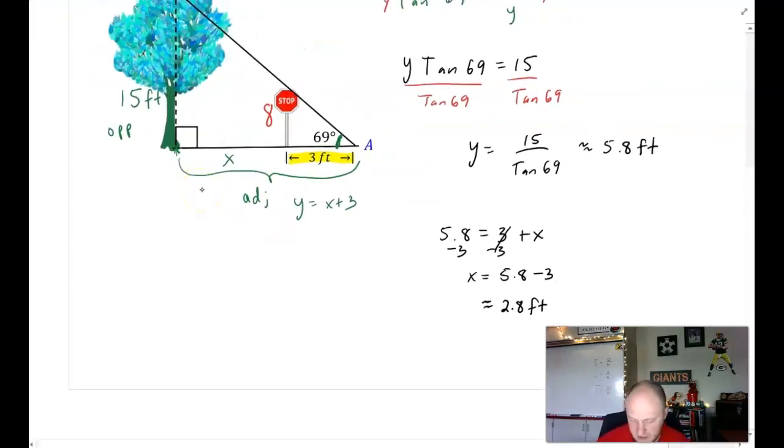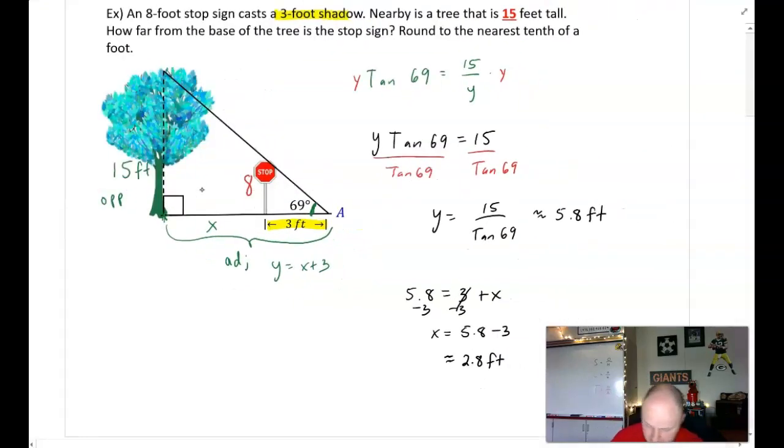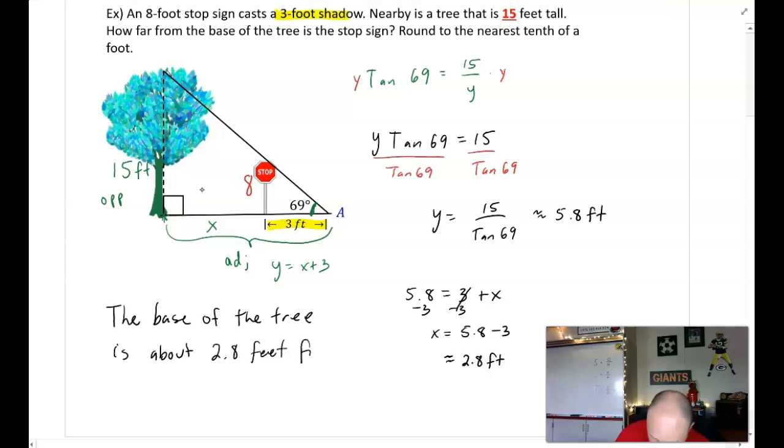And we'll want to write that in a sentence conclusion. So we'll say the base of the tree is about 2.8 feet from the stop sign.